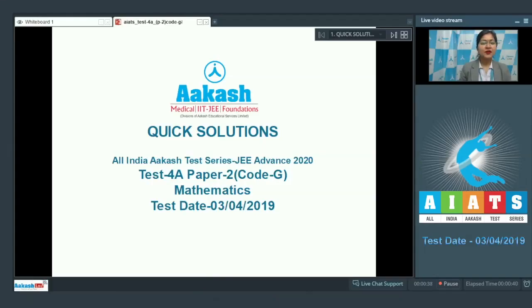Hello everyone. Today we will be discussing the quick solutions of All India Aakash Test Series JEE Advanced Test 4A Paper 2 Mathematics, which was held on 3rd April 2019.